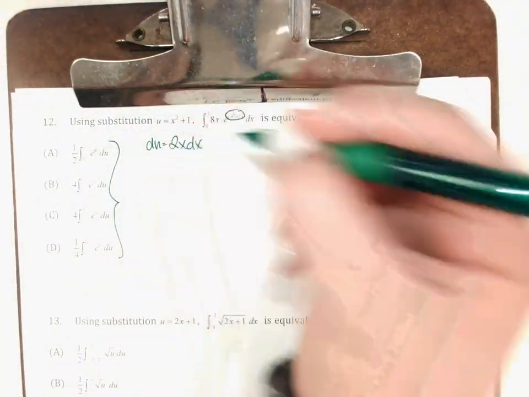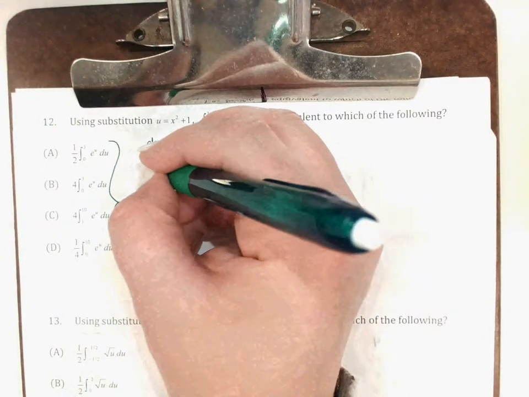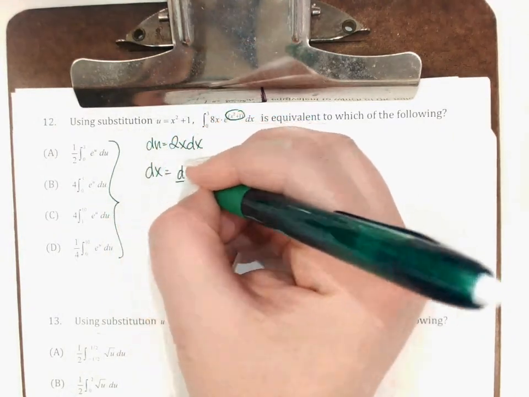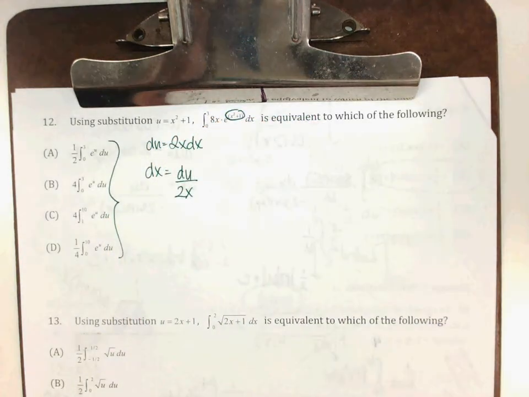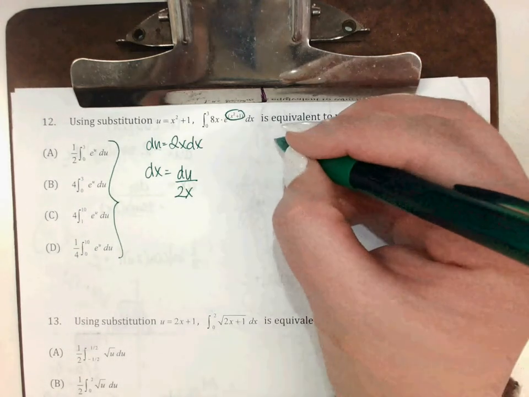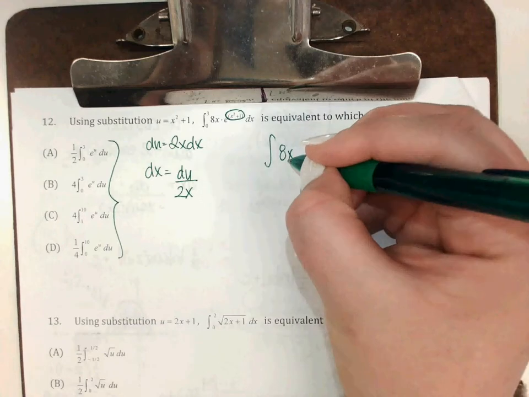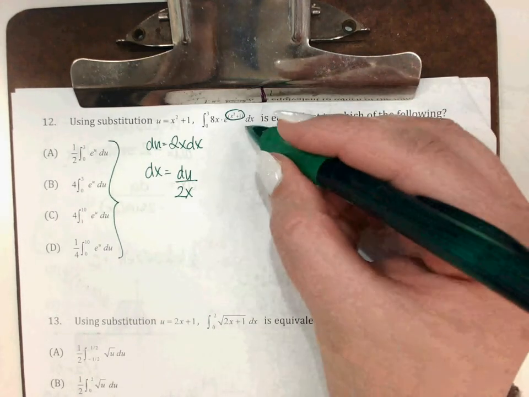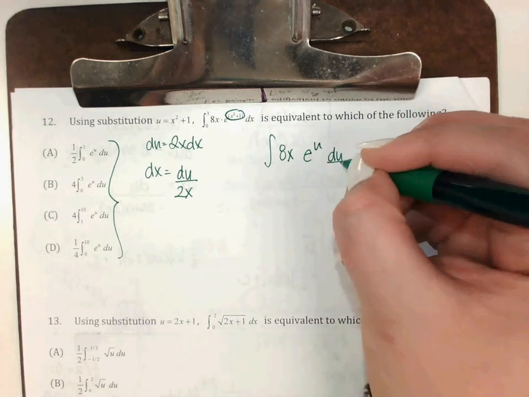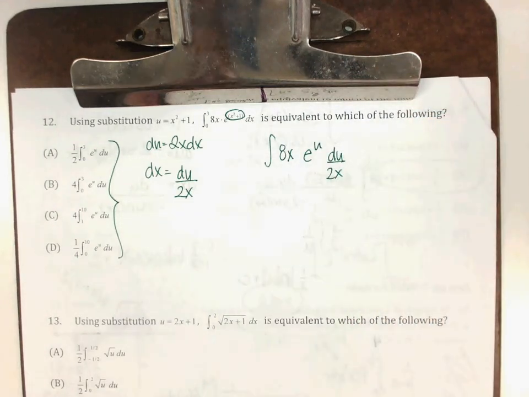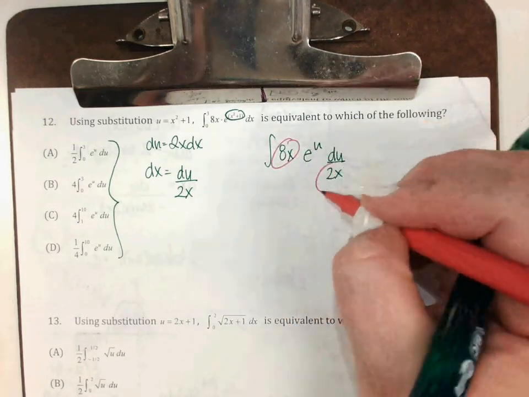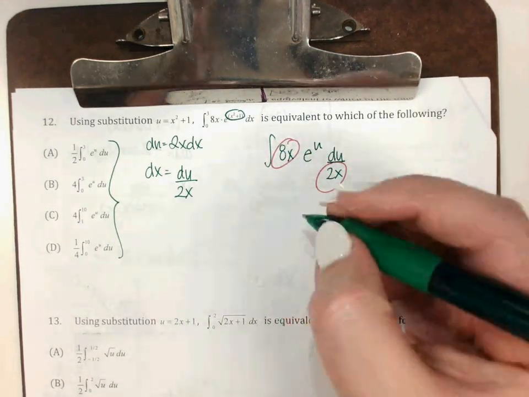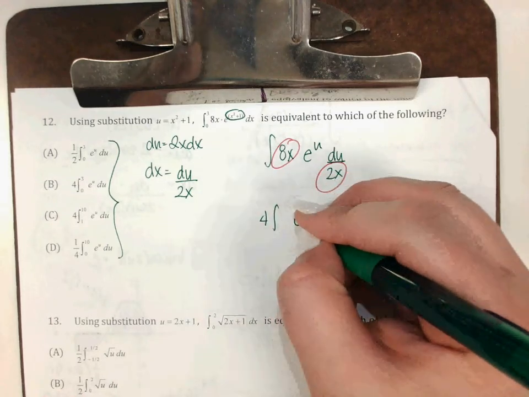2x dx, which means dx is what? du divided by 2x. Du over 2x. Then I come back to my original equation. I have 0 to 3, but I'm going to pull that off for now. 8x e to the u, because my x squared plus 1 is my u. And then dx is now du over 2x. So far, so good? Okay, what is 8x divided by 2x? A 4 in the front, integral e to the u.